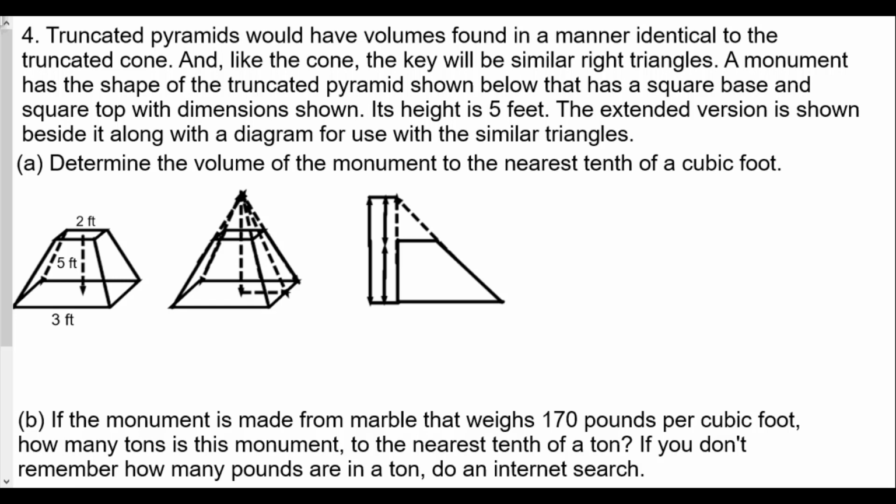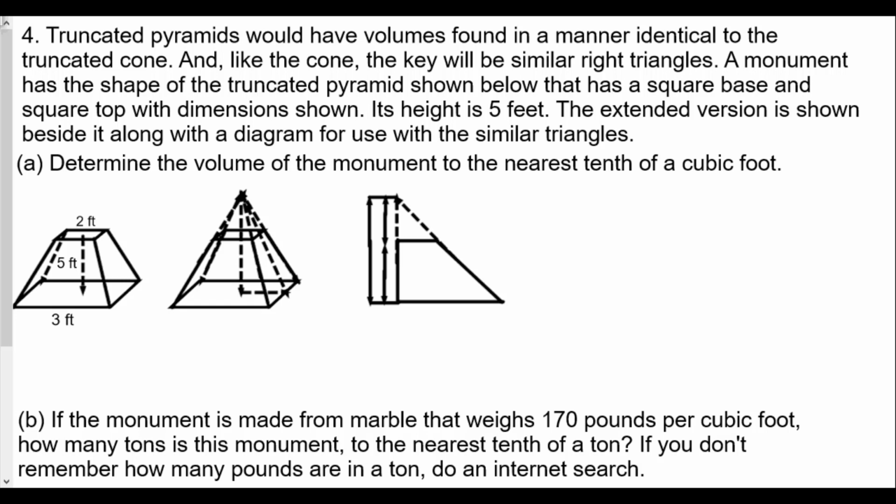All right, so in this case we have a truncated pyramid where the bottom base is a square whose side measures 3 feet, and the top base is a square whose side measures 2 feet. And of course the height difference is 5 feet though. But we need to find the original pyramid height.